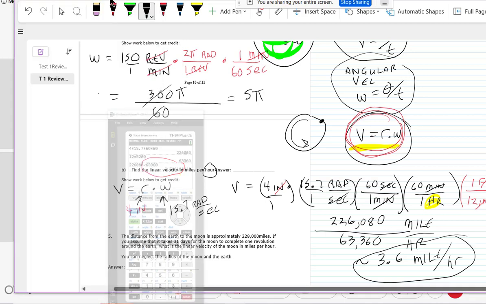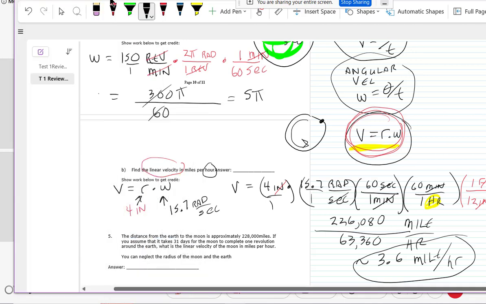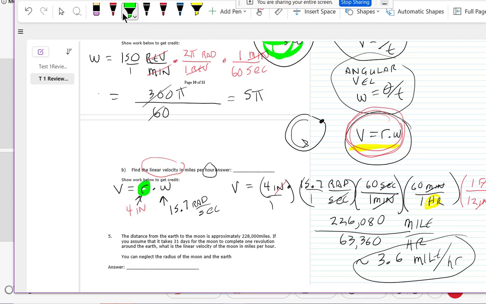So if you look at these problems, a lot of what we're doing is unit conversion. But if you know the radius, which you were given in this problem, and you know the angular velocity, which we got in part A, then this is the formula that will give you the linear velocity. Okay. Does anybody have a question about what I did?